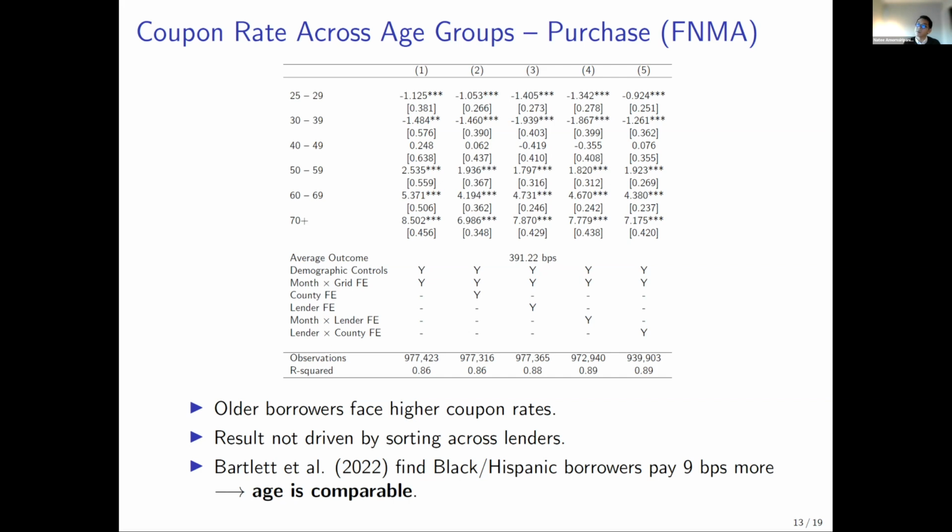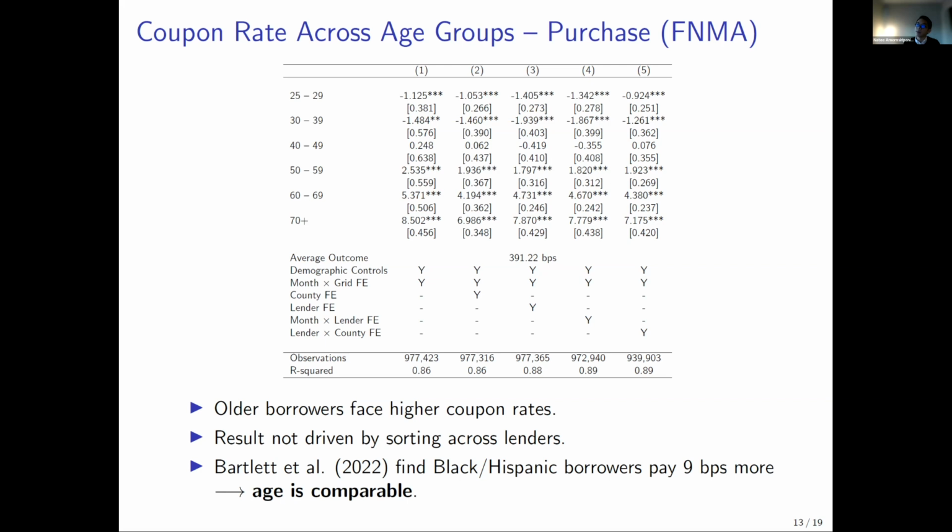The total gap here is about 10 basis points, which compares to the racial gap in coupon rates that the Bartlett paper found of about 9 basis points. So again, very similar magnitudes. And the remaining columns here just show the results with different types of fixed effects, just to show you that this again is robust. And I forgot to mention that for this table, the sample is home purchase mortgages that have been sold to Fannie Mae.